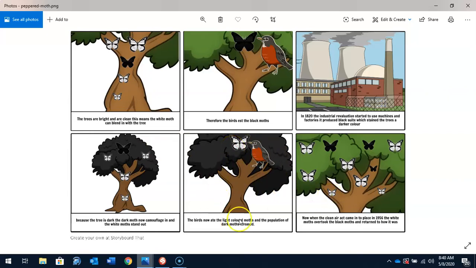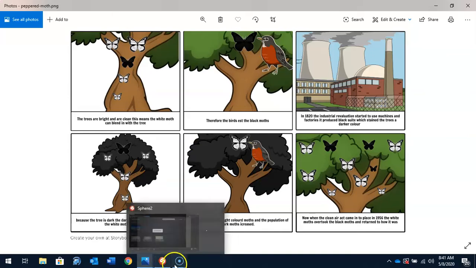So after the Industrial Revolution, when the air became clean, and they implemented the Clean Air Act in 1956, the white moths overtook the black moths and returned to how it used to be, right? So all of this is natural selection. The organisms are going to adapt or die in order to survive, and we want those genes to be passed on.